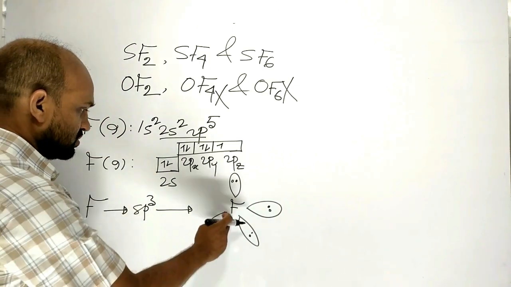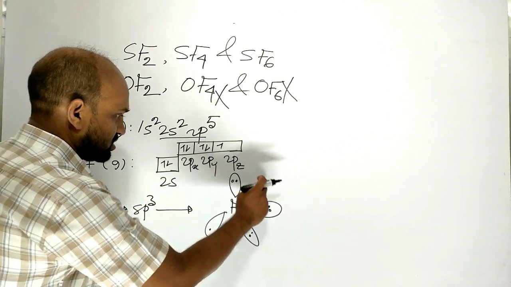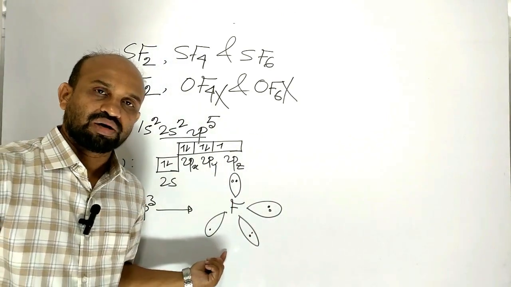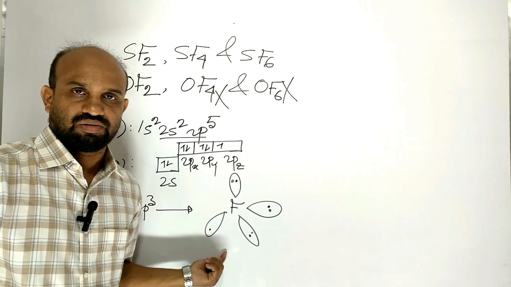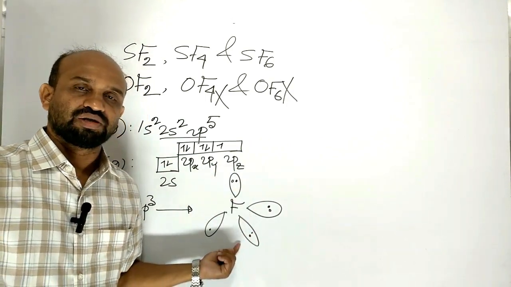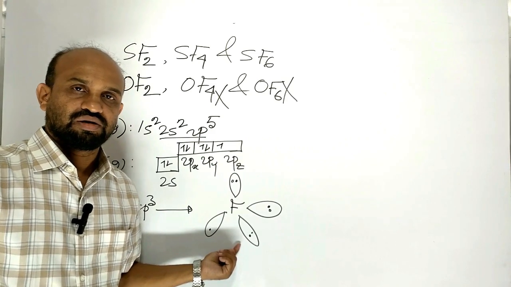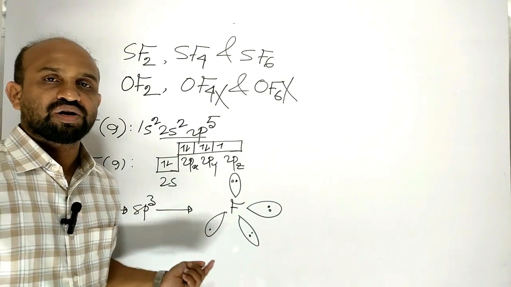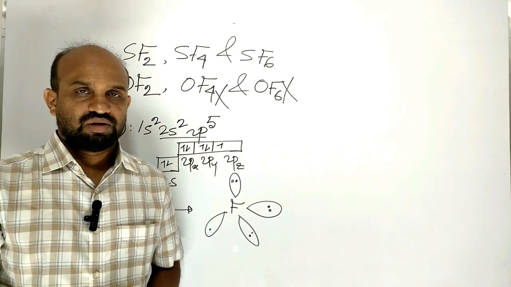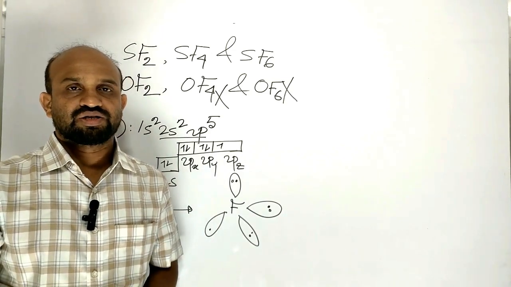That is, fluorine contains 3 lone pairs of electrons and 1 unpaired electron. These 3 lone pairs of electrons remain free, but this unpaired electron takes part in bond formation. Now let's see the electronic configuration of sulfur.